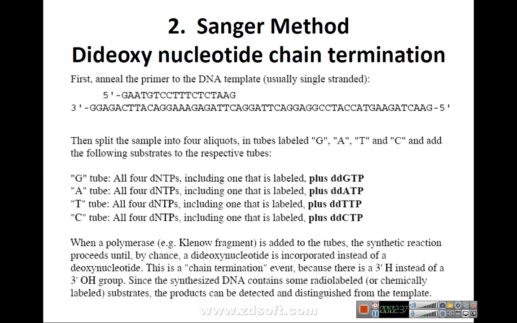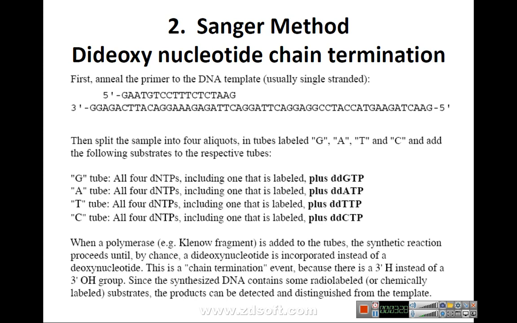So let's move on to the elaboration. First, anneal the primer to the DNA template, usually single stranded, 5 prime, like GAATGTCCTTTTCTCTAAG. We are going to make this anneal with the template strand. Then split the sample into 4 aliquots in tubes labeled G, A, T, and C. So these are the 4 reactions. In the first reaction tube, only G's, which contain ddGTP. In the second one, only A nucleotide with ddATPs, and so on.